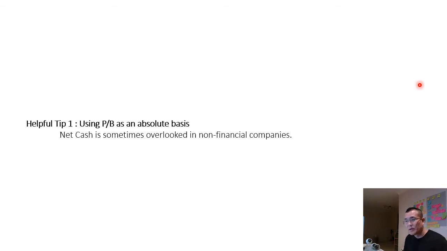Okay, so helpful tip number 1. Look, using price to book on an absolute basis. Here I'm going to go into the case study. If you have to look at book value, here's one thing you could do. Net cash is sometimes overlooked in finance companies. When people think of manufacturing, people just tend to think of P&Ls. Like, okay, does a product sell? Does a product not sell? The amount of cash on the books sometimes is overlooked, right? But sometimes you can find hidden value when you do that.